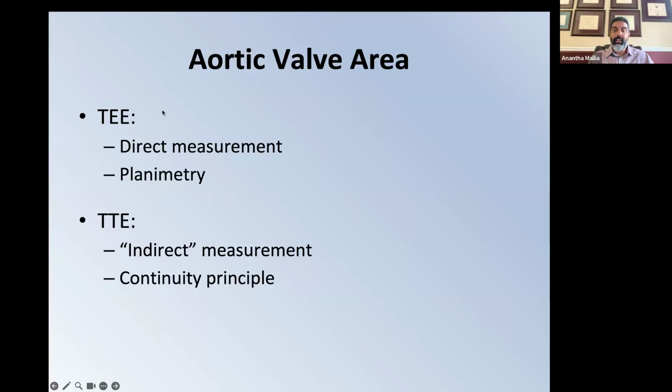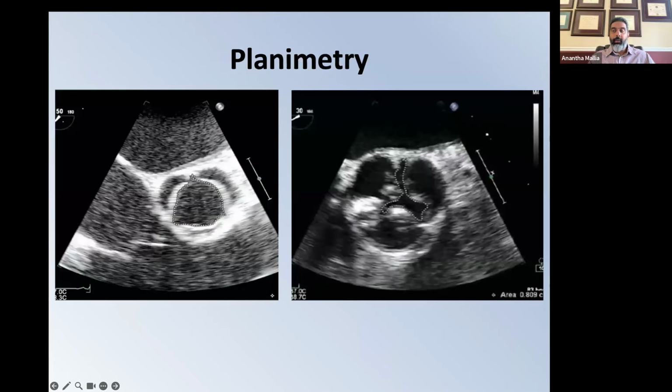This by far is the most accurate and reproducible method to measure aortic valve area. But the downside, of course, is you have to do it via TEE. 9.7 times out of 10, you don't get as high resolution a picture of the aortic valve using TTE. So to really be able to do planimetry in an accurate way, you have to get a TEE. That limits how many times you can use it. Typically, this will be done to make decisions on surgery and things like that, but it's something you can't really do very frequently. Okay, but there is a method you can use with TTE, and it's more of an indirect measurement, and that applies what's called the continuity principle. And we'll talk about that.